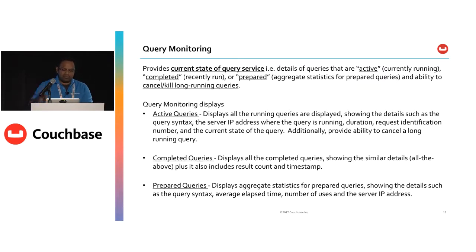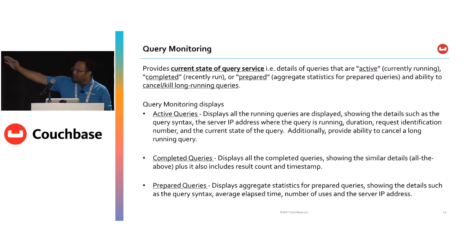I'll take an example. This will give you the complete picture. In the top corner, you'll see active, completed, and prepared. The active window will show you all the active queries which are running on the query service. Let's say you have a 20 node cluster, and 5 nodes of query service running. This query monitoring will capture all the information for all those query service nodes, right?